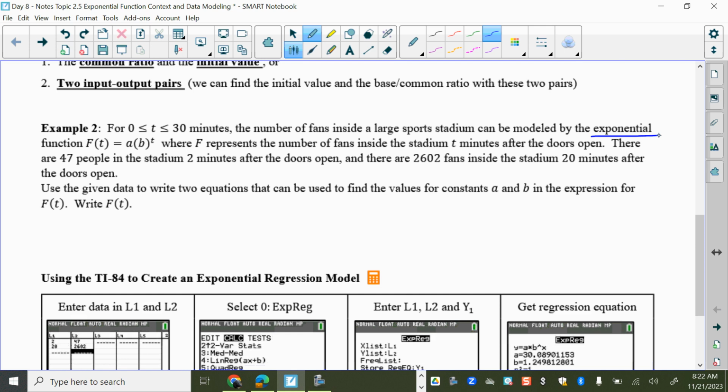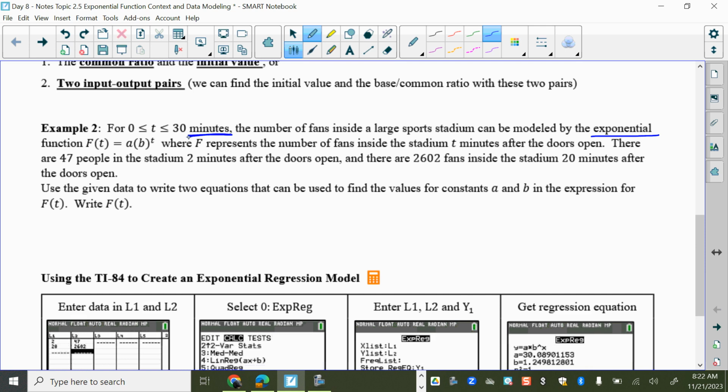My domain, right? Okay. All right, where F is the number of fans inside the stadium, and T is the minutes after the doors open. All right, so also notice this. They're telling you about minutes. So later, they're going to ask you to do stuff, like change the minutes to hours or whatever. So sometimes you have to figure some little changes out with that stuff.